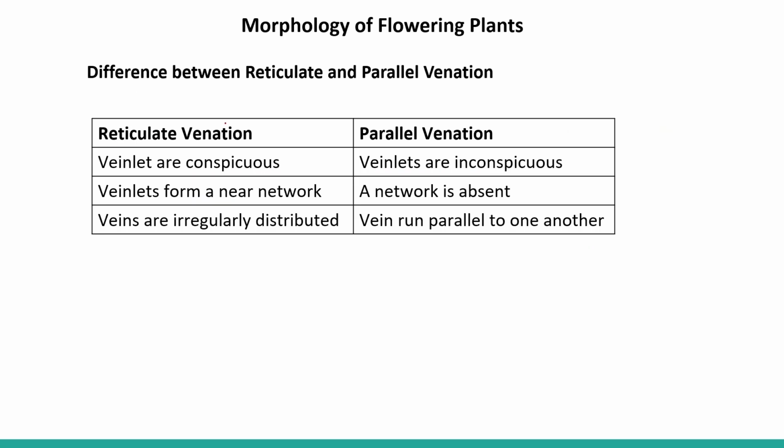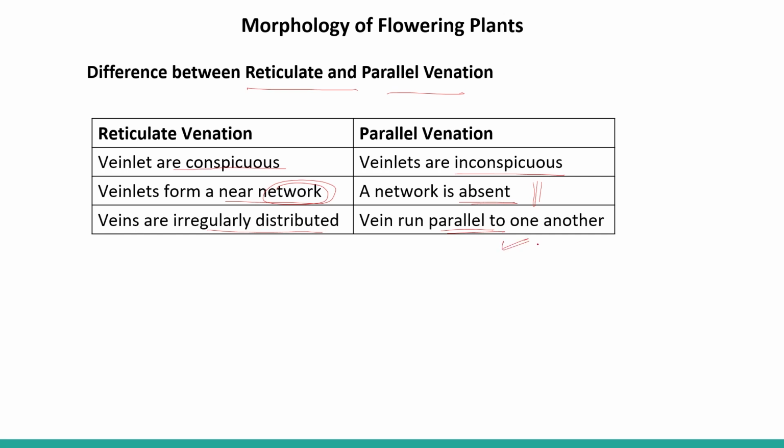Next, the difference between reticulate and parallel venation. In reticulate venation, veinlets are conspicuous, and in parallel venation, veinlets are inconspicuous. Veinlets form a network-like structure, but here the network is absent. Instead, they are parallel to each other. Veins are irregularly distributed in reticulate, and here veins run in a particular fashion, which is called parallel to one another.